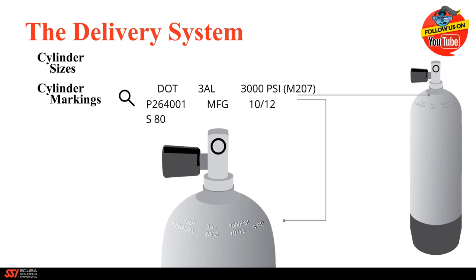And then underneath that, there is an S and an 80. Does anybody know what that means? Okay, so the S is for standard and the 80 is the volume. So if you saw this on a SCUBA cylinder, that would be a standard pressure 80 cubic foot tank. So back to me, please.